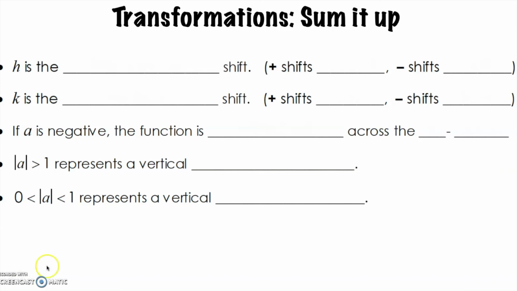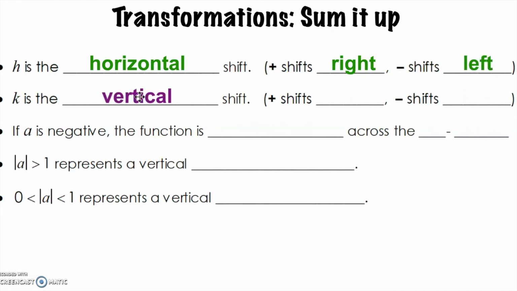So let's summarize what we've talked about for transformations. We know that h is going to be the horizontal shift. It's going to move the function left or right. A positive value shifts right. A negative value for h shifts it left. K is the vertical shift. A positive will shift it up. A negative will shift it down.